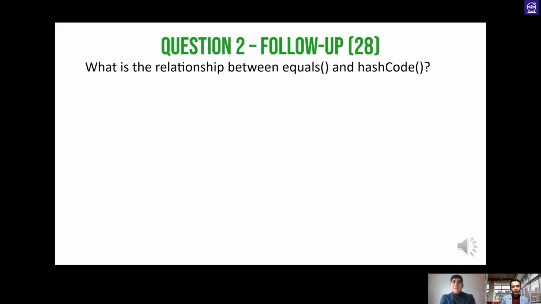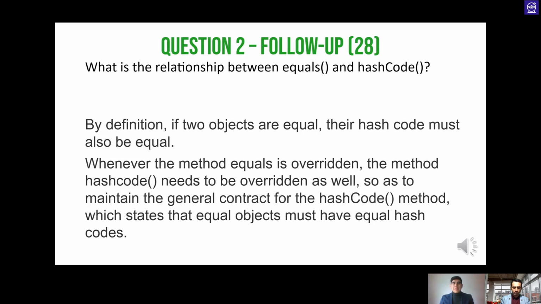This is a tricky question, and it is a very common one in all Java interviews, I think. By definition, if two objects are equal, then their hash code must be equal as well. That implies that whenever we override the method hashCode, the method equals needs to be overridden as well. It is a contract between these two methods. It has to be well established, and that means that whenever we override one, we have to override the other as well. That is the relationship between these two methods.